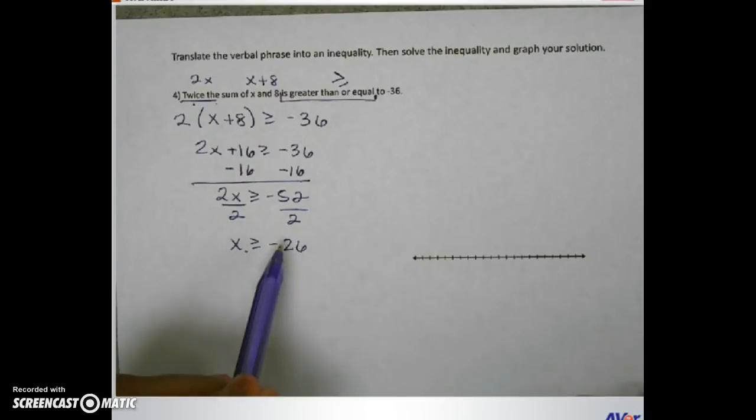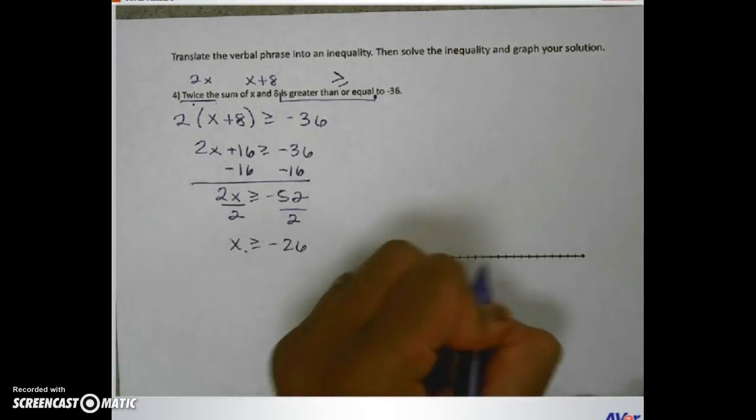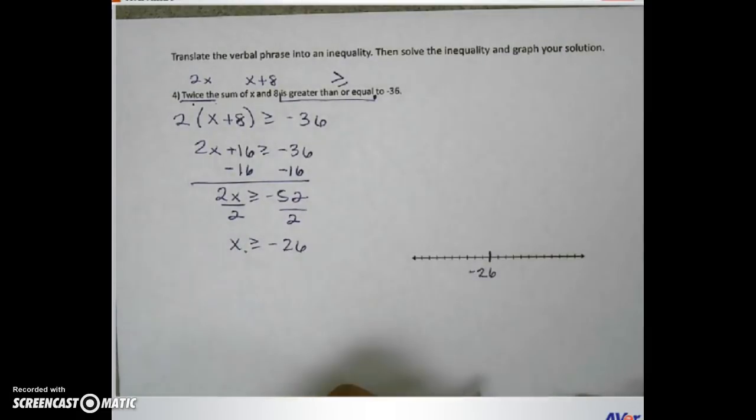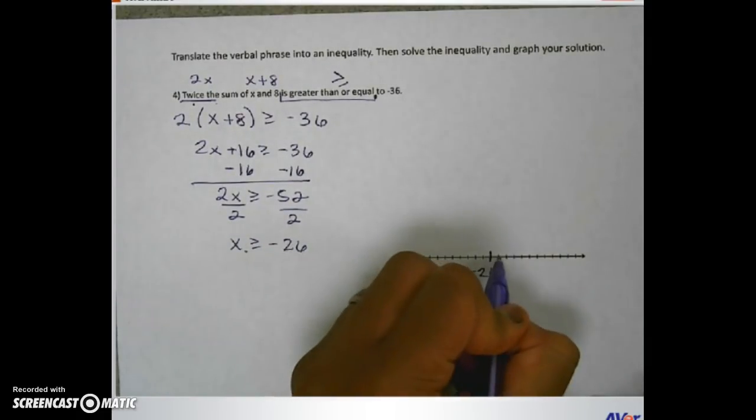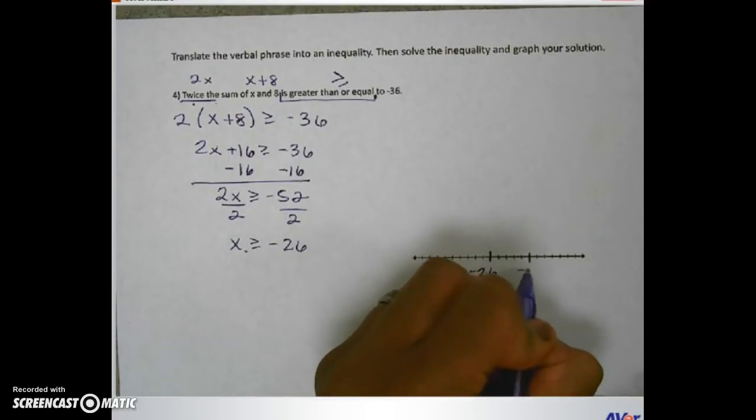Now some of you might need to press pause right now to copy down my work. But I didn't flip my arrow because I didn't multiply or divide by a negative number. So I'm going to go for about the middle, which is about here, negative 26. And then just give me a little bit of a cue. So negative 26, negative 25, negative 24, negative 23, negative 22, negative 21.